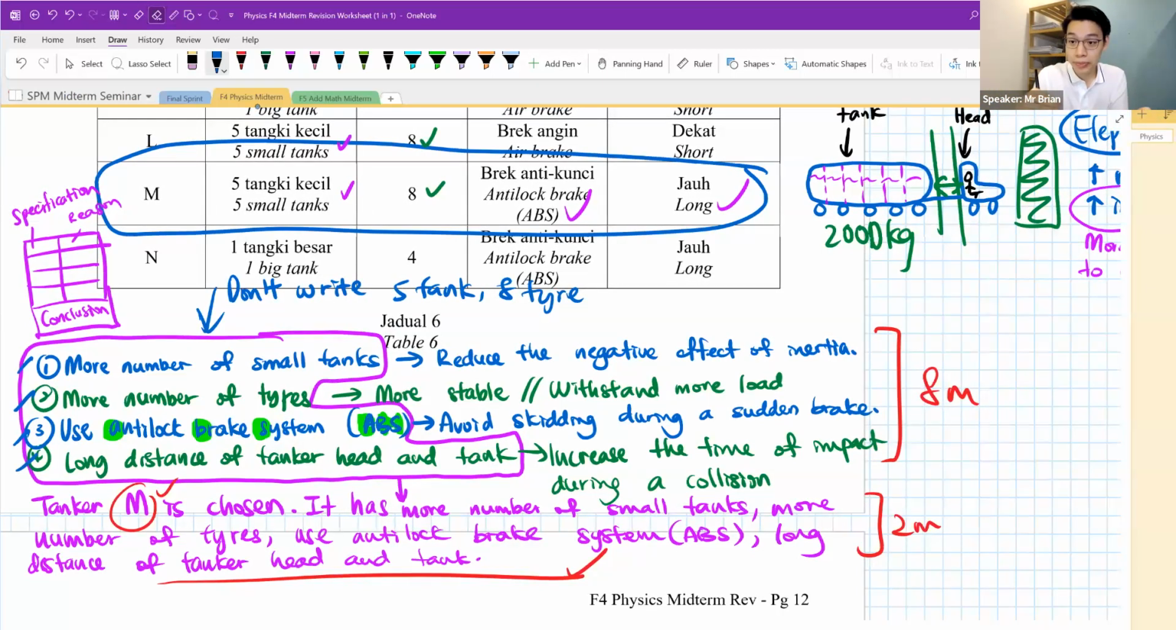That is what I want. And then I say, okay, tanker M has it all, right? Tanker M has it all. And you tell them why, because tanker M has everything that I said that I want. So you are designing from the start to the end. You tell them first, I want this, I want this, I want this, I want this. That's why we don't write the numbers. And then at last you choose. You say M is chosen because M has all the things that you say you want. That is how you do an essay question. So usually this comes out in section B.